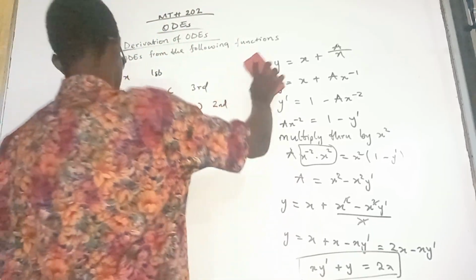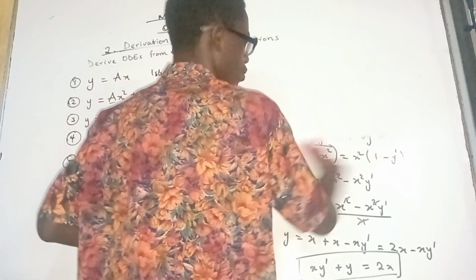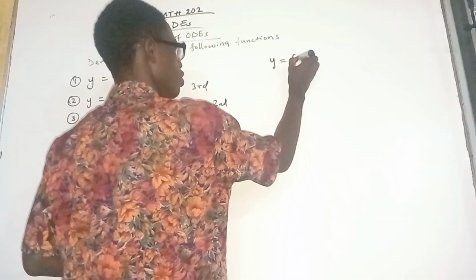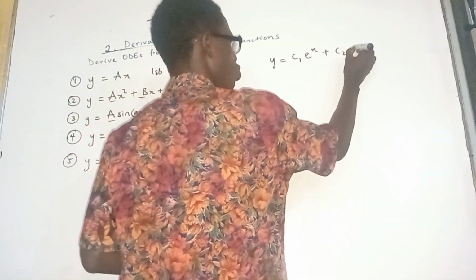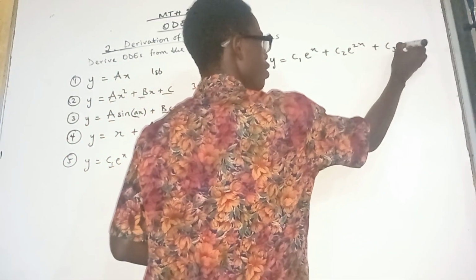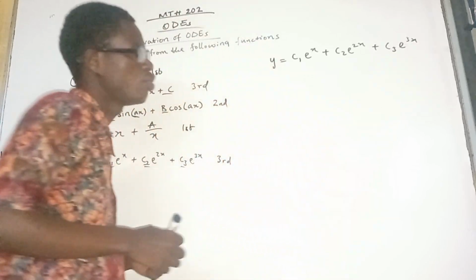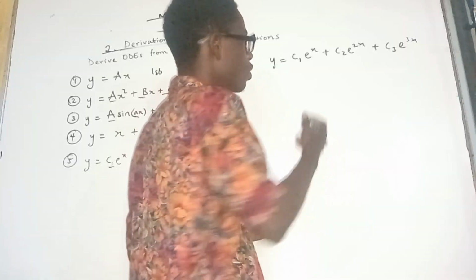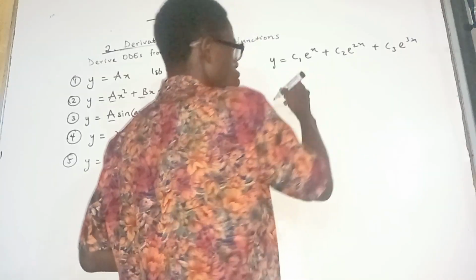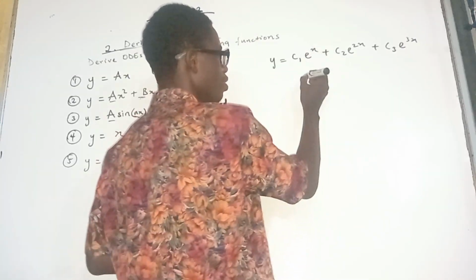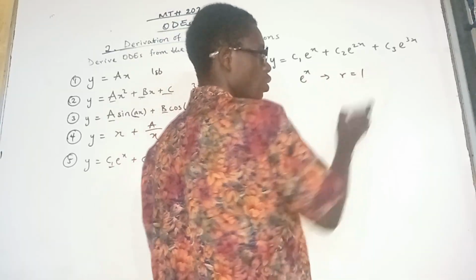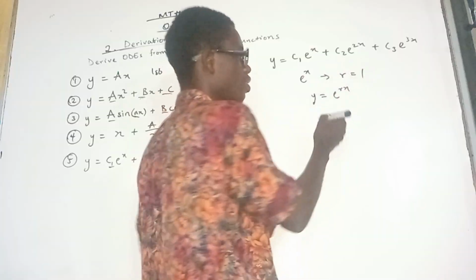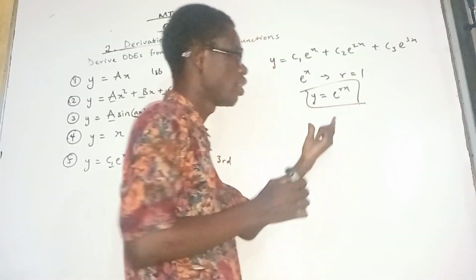So going to the last but not the least, we have y equals c1 e raised to power x plus c2 e raised to power 2x plus c3 e raised to power 3x. Now this looks like the characteristic solution of a third order ODE. Looking at this, e raised to power x can function as r equals 1. If y equals e raised to power rx, it means our r equals 1 in this.